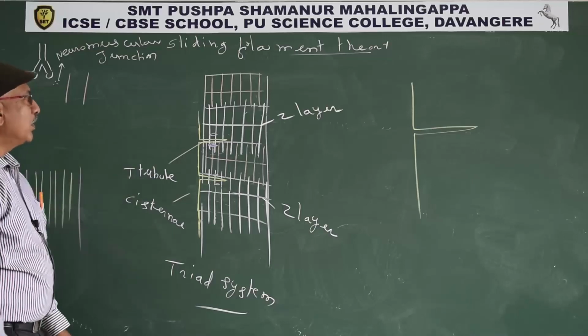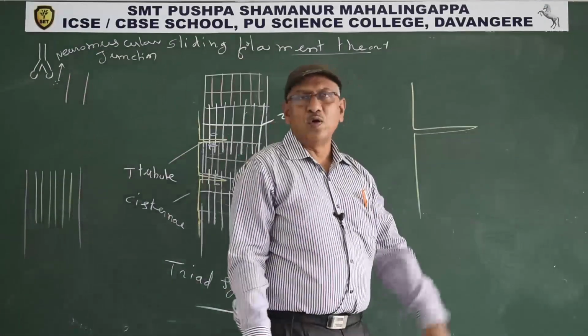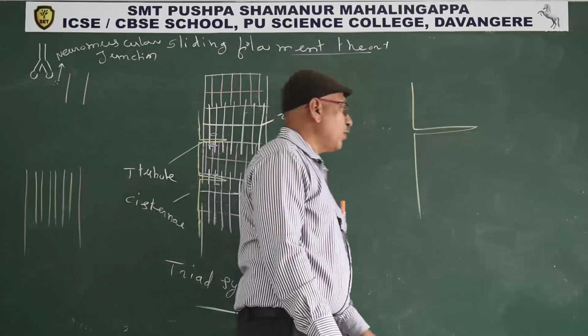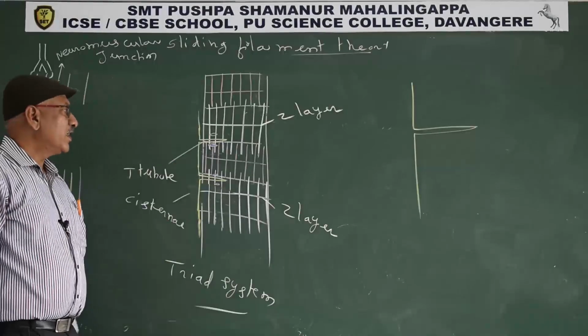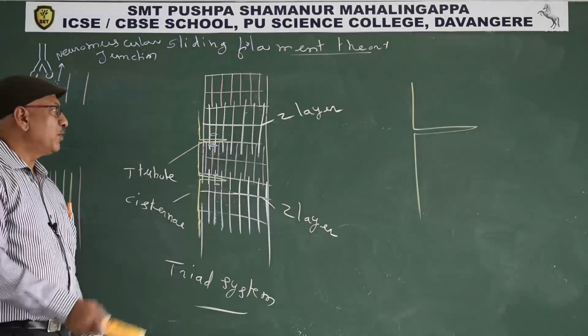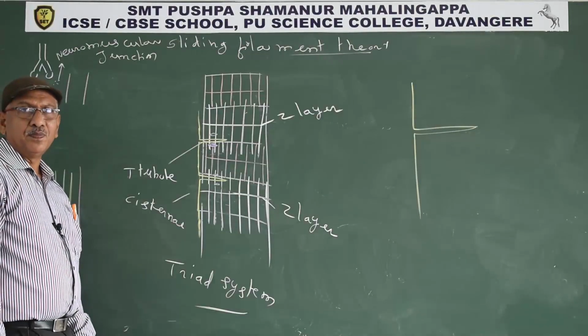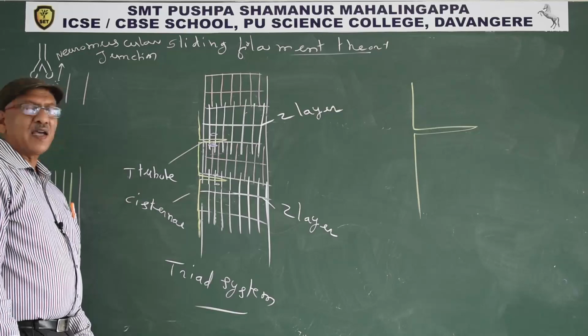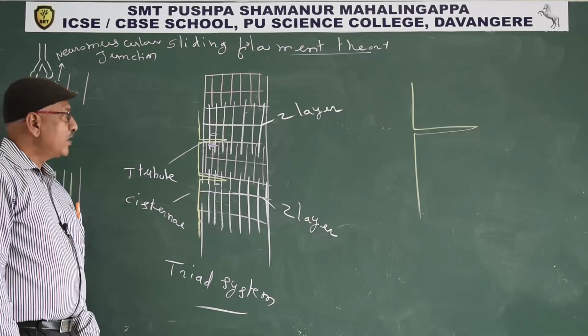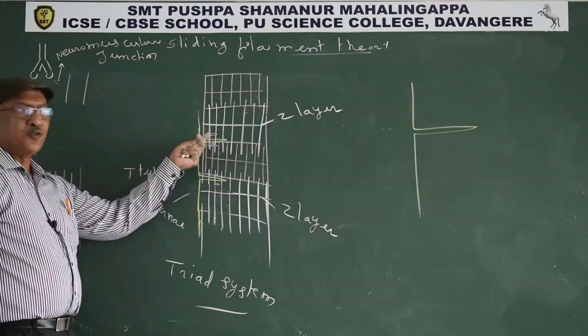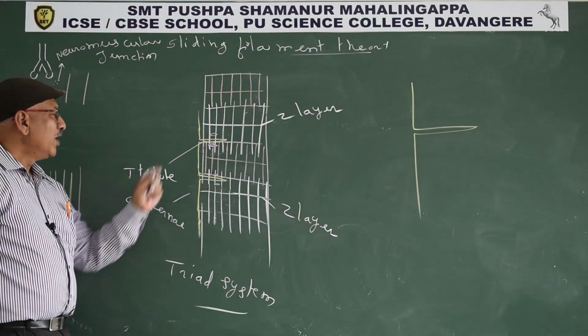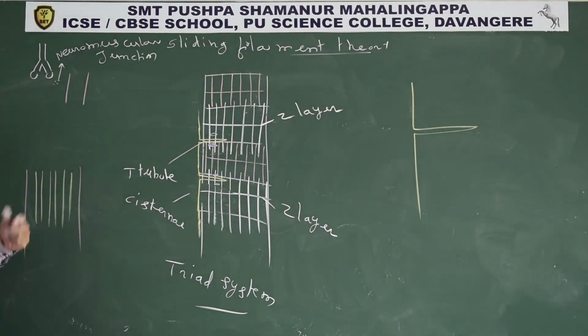How is the triad system formed? Sarcolemma invaginates, folds inwards. As a result, T-shaped tubule is formed between the I band and A band. You all know the endoplasmic reticulum of the muscle cell is known as sarcoplasmic reticulum. The sarcoplasmic reticulum releases calcium ions. So, the cisterna present above the T tubule and the cisterna present below the T tubule, these three structures together are known as triad system. Triad system plays a key role in muscle contraction.